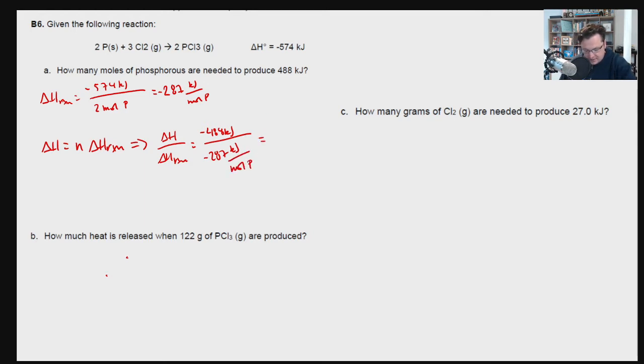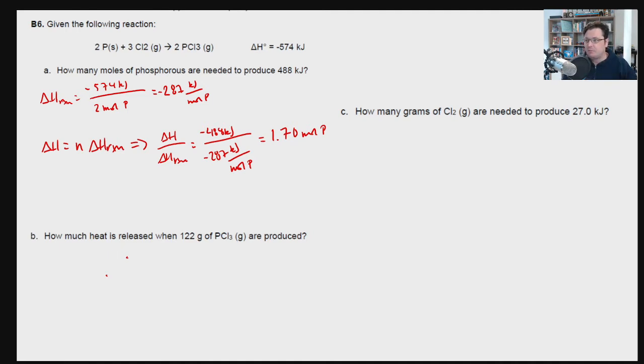488 divided by 287 gives us 1.70 moles of phosphorus. So that's how many moles of phosphorus we need. Let me double check that against the key. Yep, 1.70 moles of phosphorus. So that's all you have to do for that one: you're just standardizing the reaction to the number of moles.